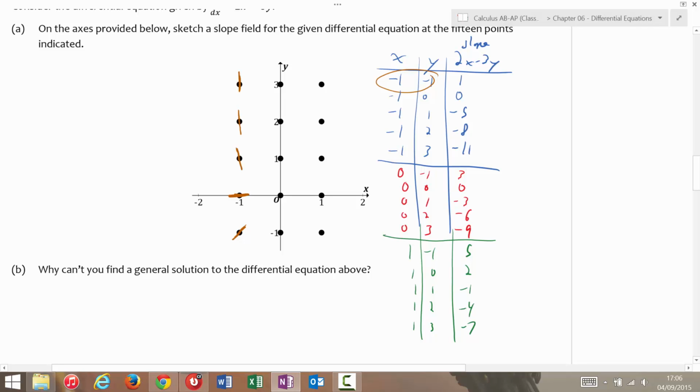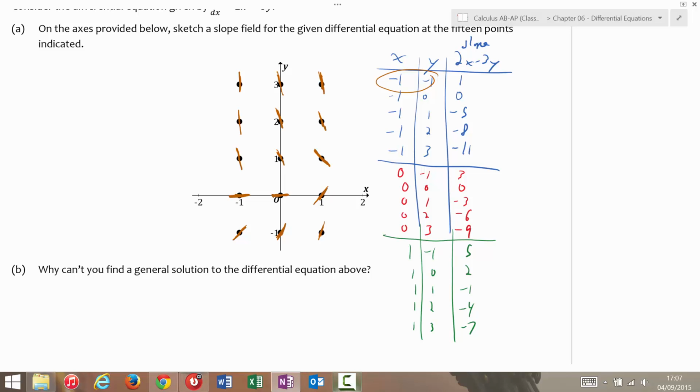0, negative 1, that's already pretty steep. It's 3. 0, 0 is 0. 0, 1 is negative 3. Oops, so that should have been positive 3, my bad. This is negative 3. Negative 6, and negative 9 is pretty much going to be almost vertical. And then 1, negative 1 is going to be positive 5, pretty vertical. 2, less vertical. Negative 1, negative 4, and negative 7, which is going to be pretty vertical. So that's a guess I can do, just guessing.